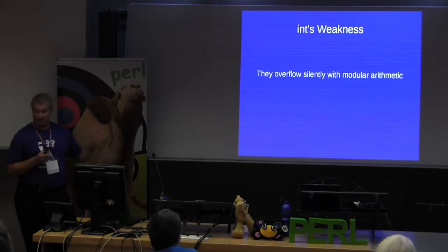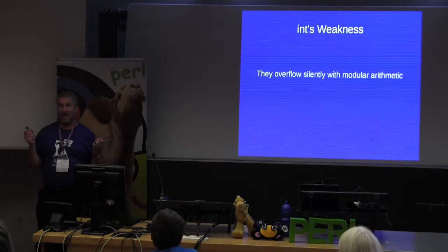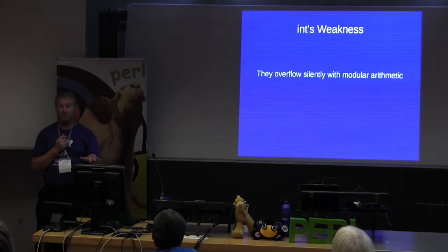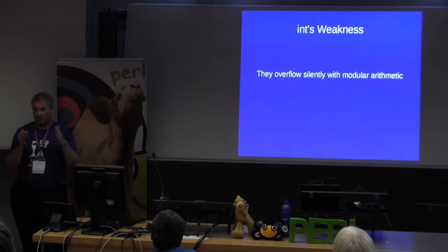So, we see this int has a weakness. It suddenly overflows with modular arithmetic. And I would say like 30 years ago, when we had to tune the CPU, and we had like 1 megahertz of CPU, and we had like 8 kilobytes of RAM, then this was really cool, because we were extremely efficient in using our hardware.